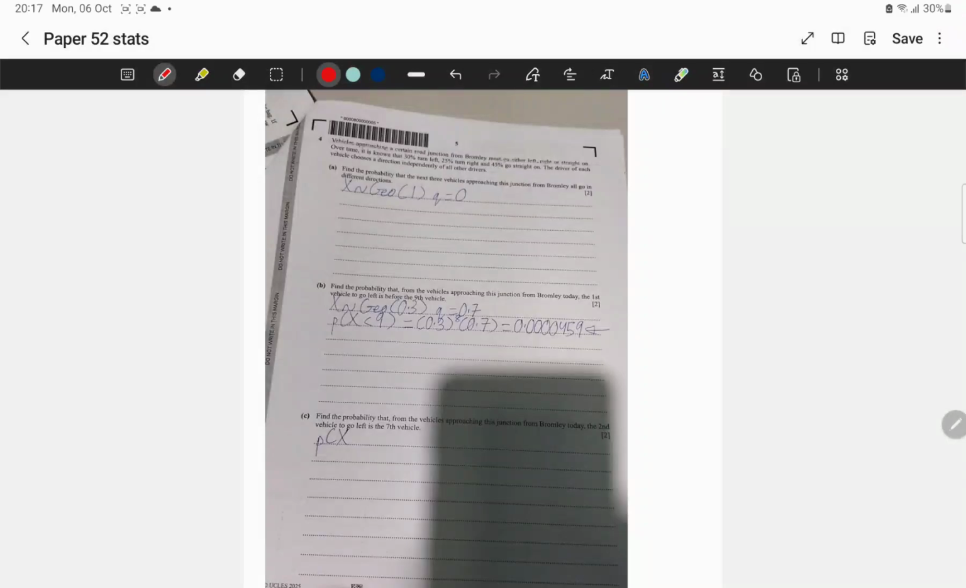For number 4, you're told that there are 3 possibilities for a vehicle to take. Either it will go straight, or it can take a right, or it can take a left. The probability for taking a left is 0.3. 30% is 30 over 100, 0.3. The probability of turning right is 0.25. And the probability of going straight on would be 0.45. If you add all of this, you get 1, because these are the only 3 options.